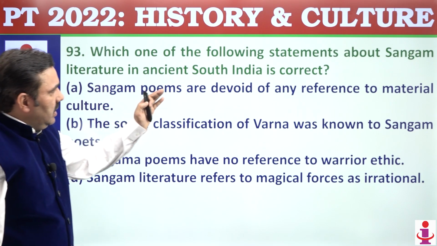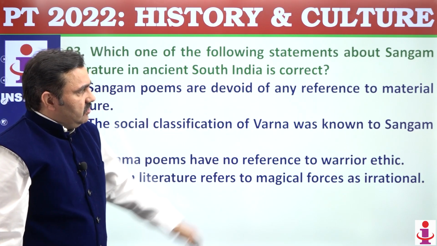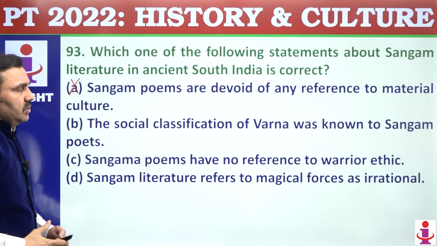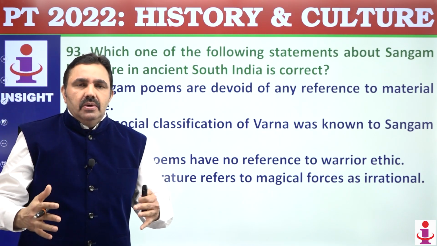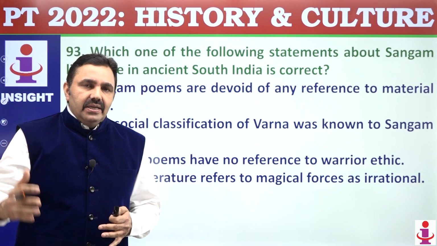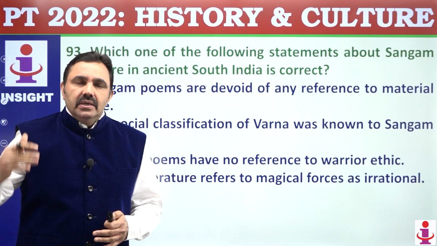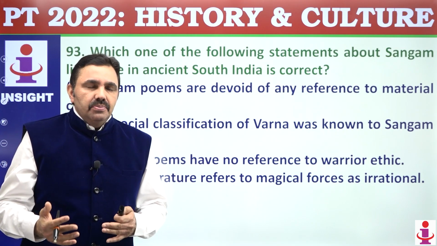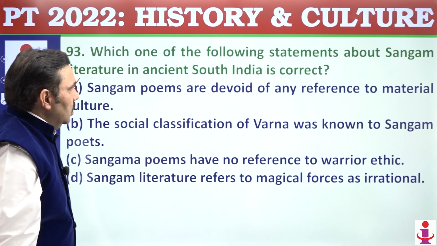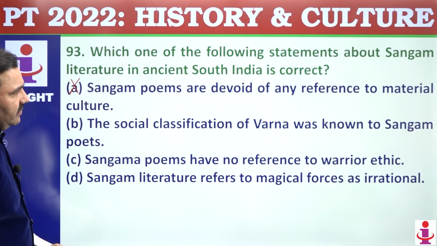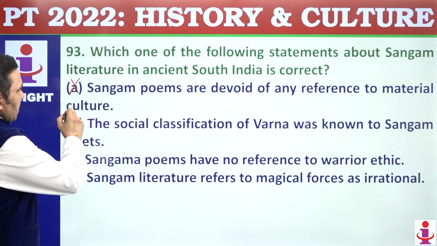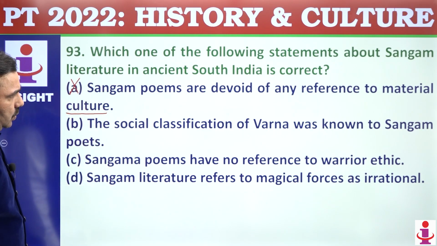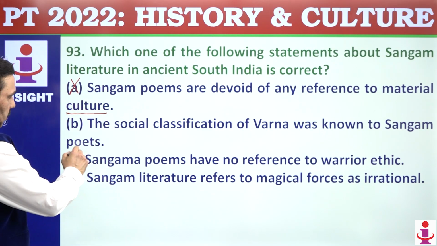Sangam poems are devoid of any reference to material culture. It's wrong. Why is it wrong? Because Sangam literature talks elaborately about agriculture, industries, trade, crafts, the taxation system, and the economic conditions of people. So the Sangam poems have a lot of references to material culture and economic activities. The social classification of Varna was known to Sangam poets.